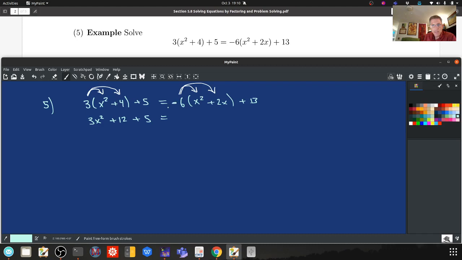Don't forget that this is minus. Minus 6 times x squared is minus 6x squared. Minus 6 times 2x is minus 12x. And then I have plus 13. So we can simplify this side over here. This is 3x squared plus 17 is equal to minus 6x squared minus 12x plus 13.